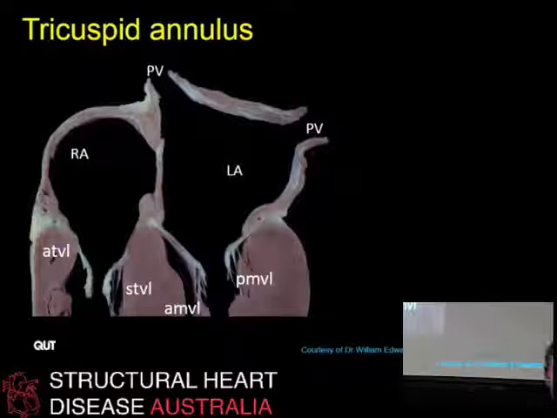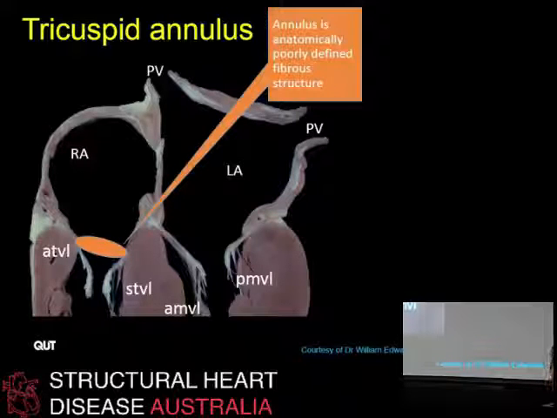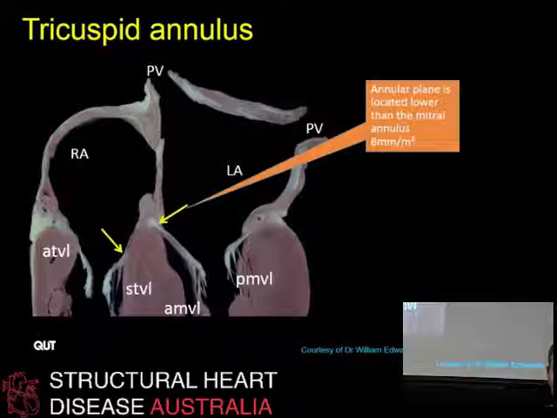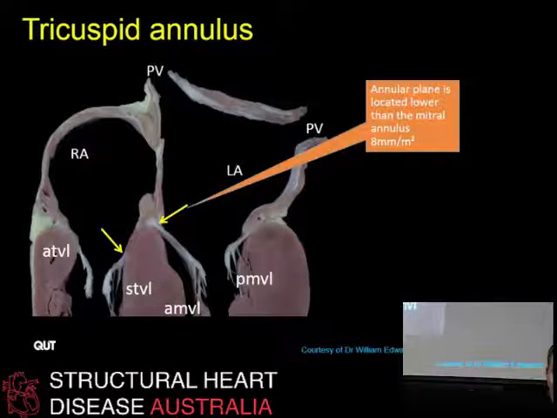The tricuspid annulus is a poorly defined fibrous structure that is not well defined, and echocardiographically can be best seen as the hinge point of the leaflets. The annulus is complex in shape, elliptoid and saddle-shaped. The annular plane is located lower than the mitral annulus, and in a normal patient is less than or equal to 8 millimetres per metre squared.